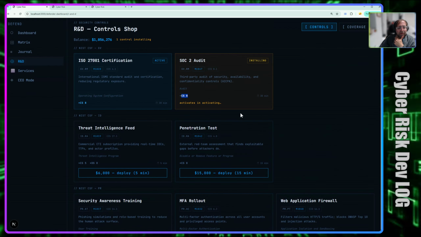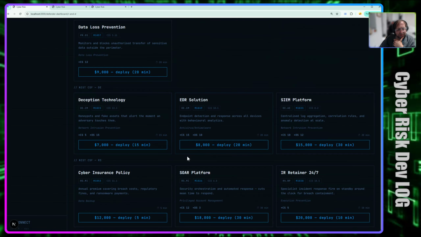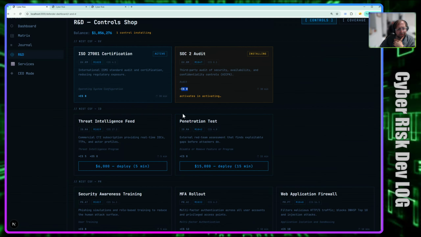So I'm still kind of working out what each of these does, because penetration testing, let's buy these. Actually, let's buy a threat intelligence feed. M1019, sorry, M1019. Yeah, so this one gives you a detection strength, and also control strength. Sorry. Let's buy this.